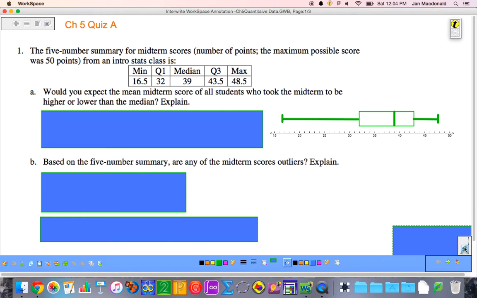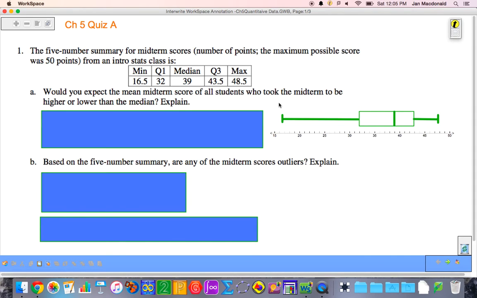When I did that, my box and whisker plot looks like this. Here's my minimum, 16.5, Q1, 32, median is 39, Q3, 43.5, and max is 48.5. All right, so we're taking a look at this box and whisker. And hopefully you guys can see that this box and whisker is skewed to the left.